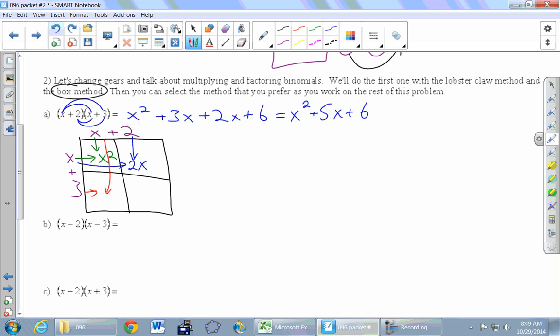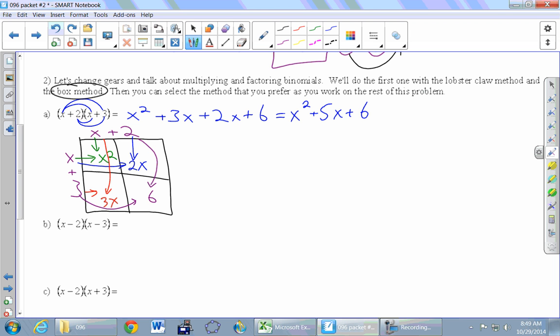So what goes down here? 3x is good. And then I think I have one more color. What else do I have? And then this 2 multiplies by this 3 and gives me 6. And so those are the exact same pieces that we had when we did the lobster claw idea. X squared, 3x, 2x, and 6.